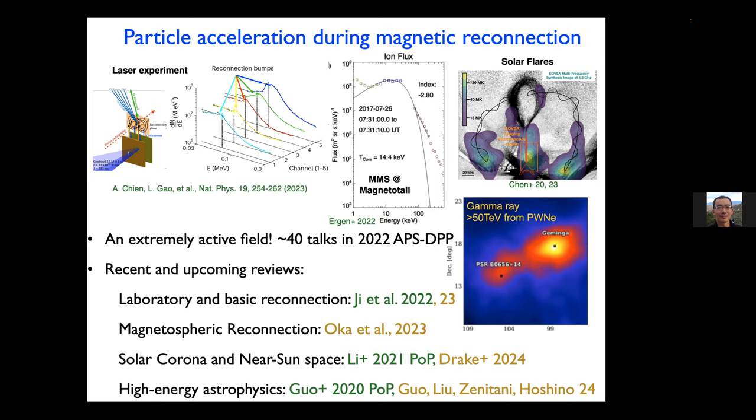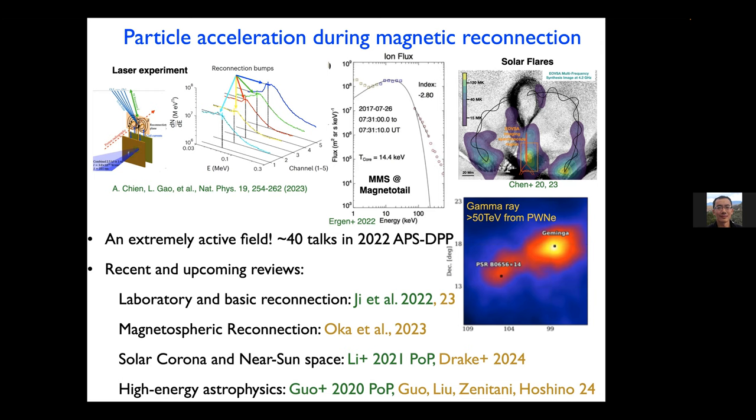On the right is the same event I showed in 2017 about the emission from the reconnection layer, and there could also be some three-dimensional structures related to that. The bottom right shows a more clearly, spatially resolved image from the high altitude water Cherenkov observation. The two nearby pulsar nebulae both emit larger than 50 TeV emission.